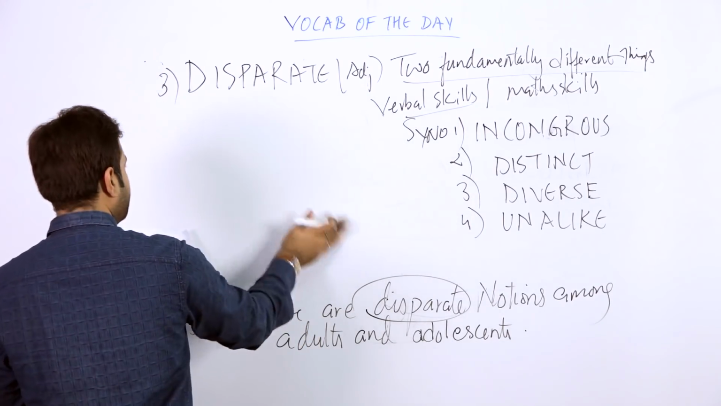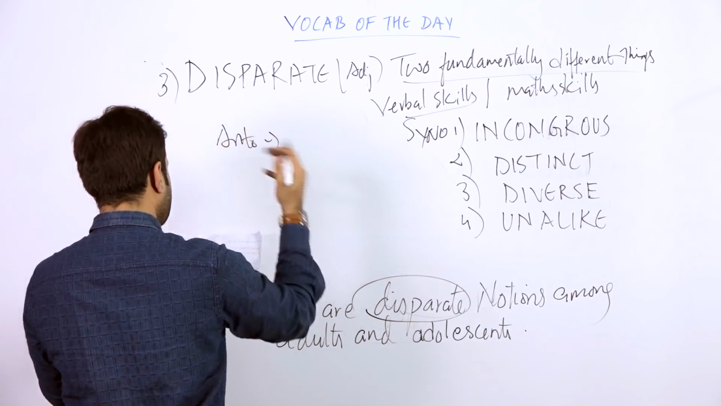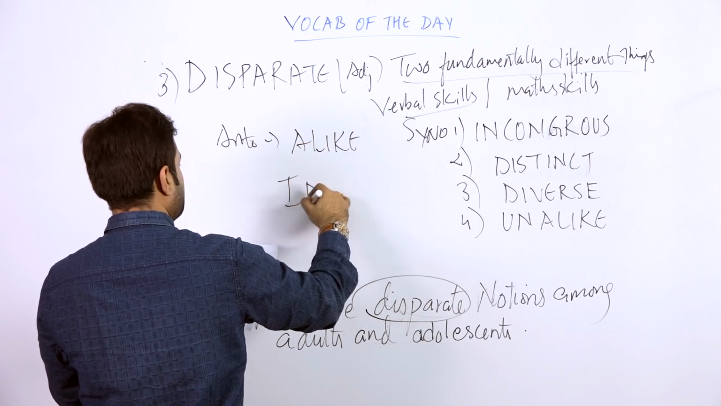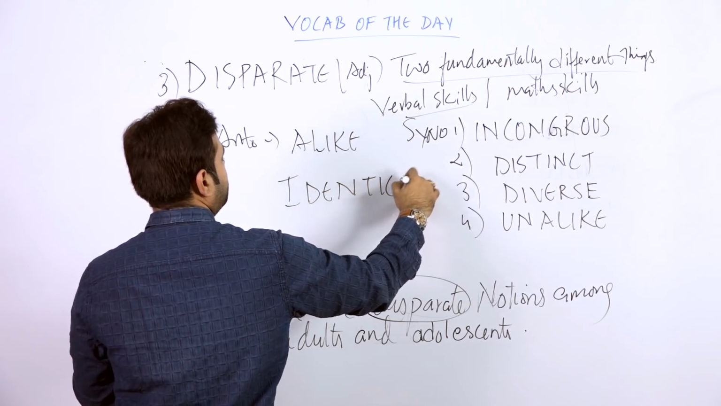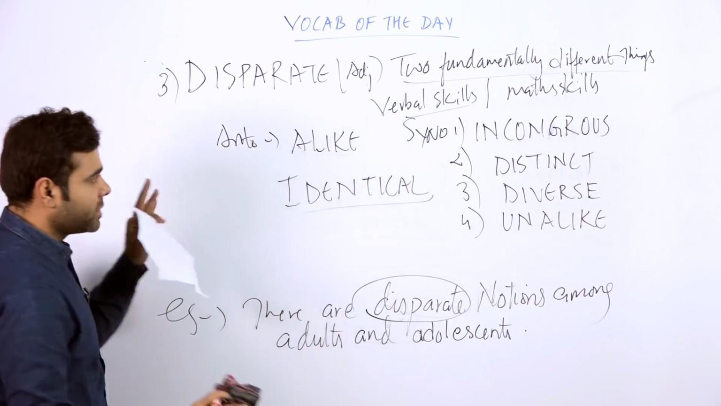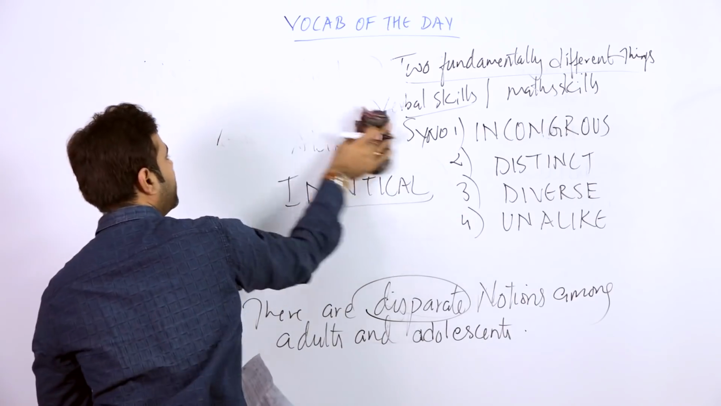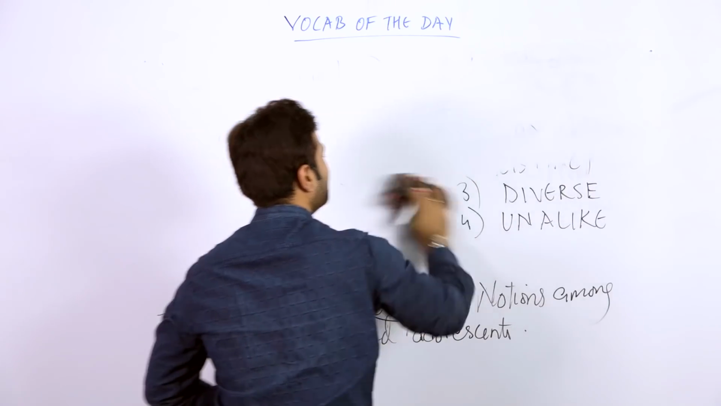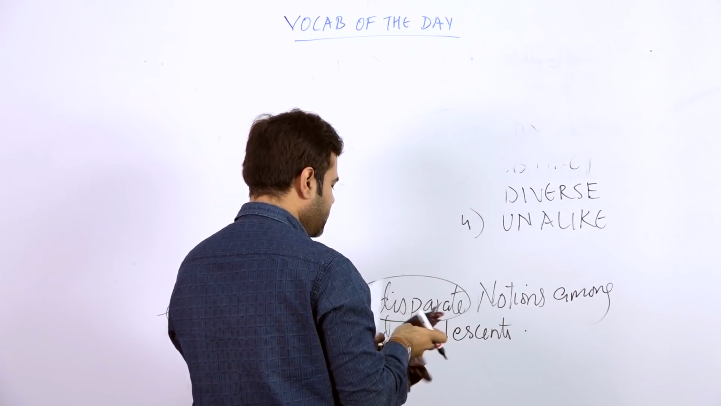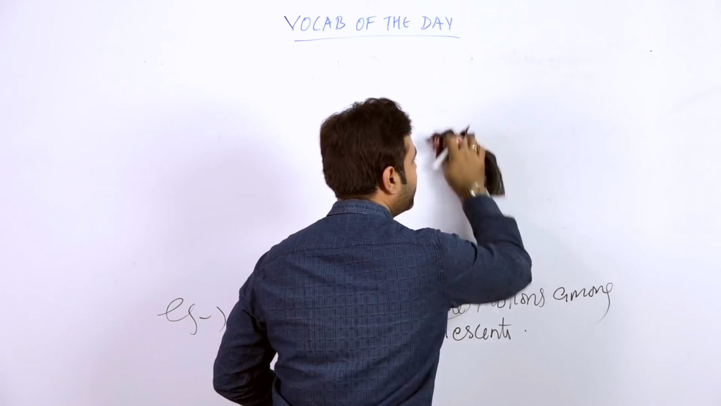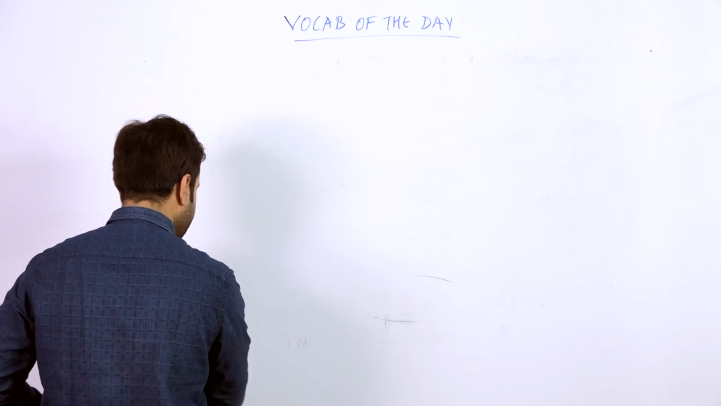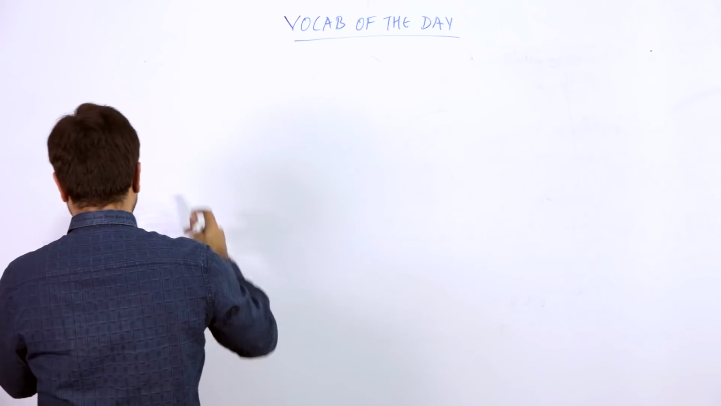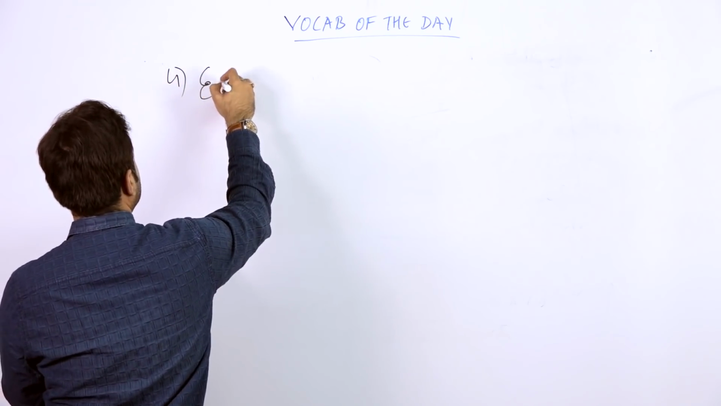And what can be the antonym? The perfect antonym we can think about is alike, L-I-K-E, alike, and identical. Fine. So let's proceed. Take the screenshot. Let's proceed to the fourth word. The fourth word we are going to discuss is again a nice word. Let me write it. Let me make it clear. The word that we are going to discuss is egregious.